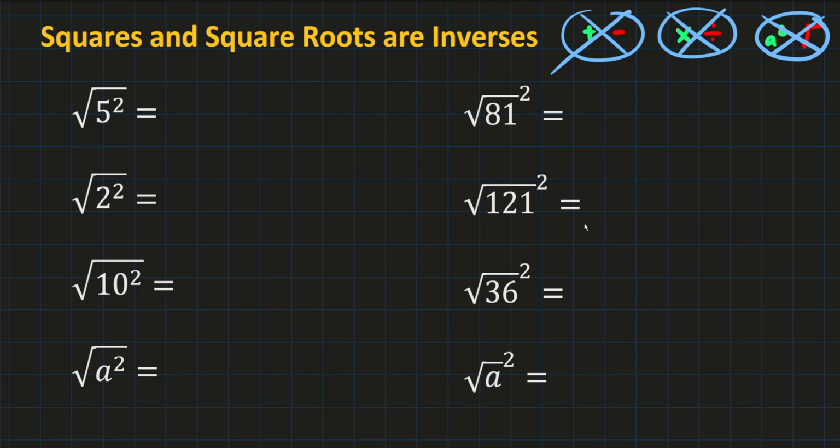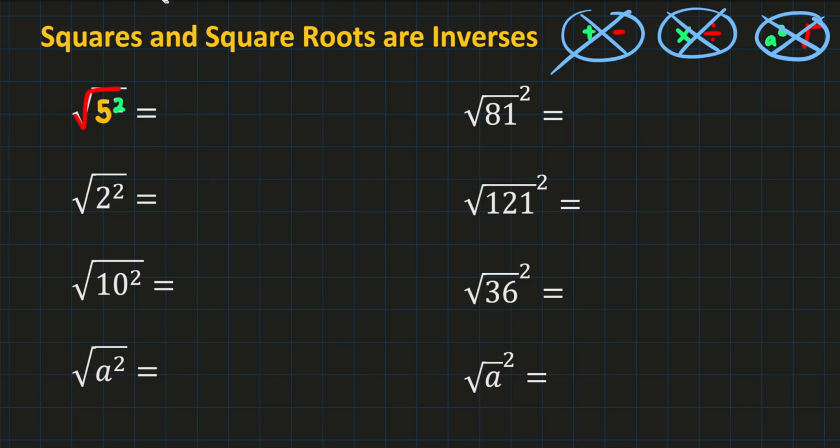Okay, so let's say I had the square root of 5 squared. The square root of 5 squared. If this is an inverse, I would expect this square and this square root to cancel each other out, and all I would have left is 5. Let's see if that's the case.